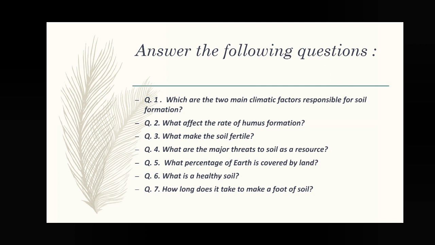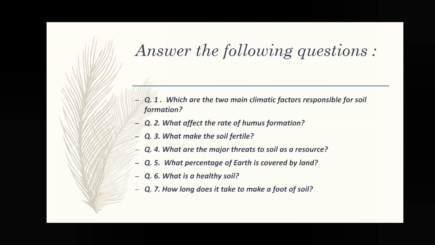Question number 5: what percentage of earth is covered by land? This thing is very easy, no need to say. Land water percentage we know, this thing we have to write down. Question number 6: what is a healthy soil? Healthy soil means what? You have to find out which type of soil is called healthy soil.